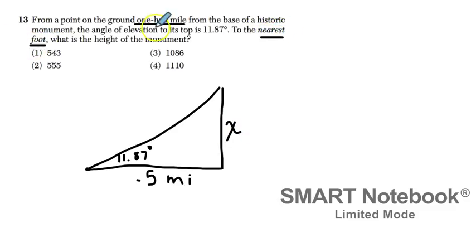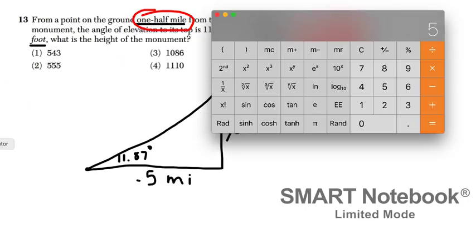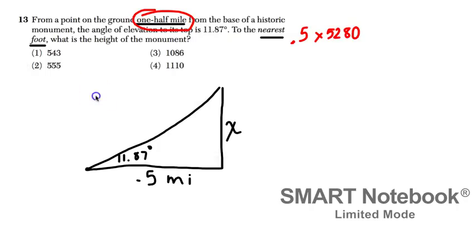So the first thing I notice is that they give me the measurement in miles, but they want the answer in feet. So I'm going to have to convert from miles to feet. If I look at the chart I'm given, at the formula sheet, I'm going to notice that every 1 mile has 5,280 feet. So 1/2 mile times 5,280 feet per mile is going to give us 2,640 feet. So instead of 0.5, I'm going to use 2640 here.